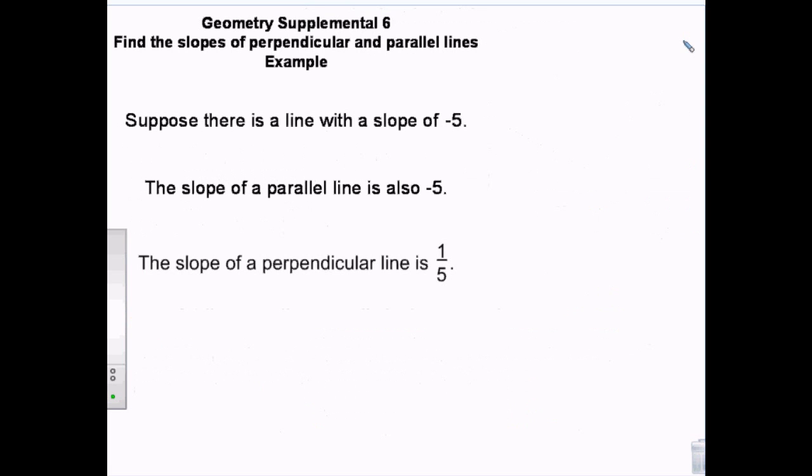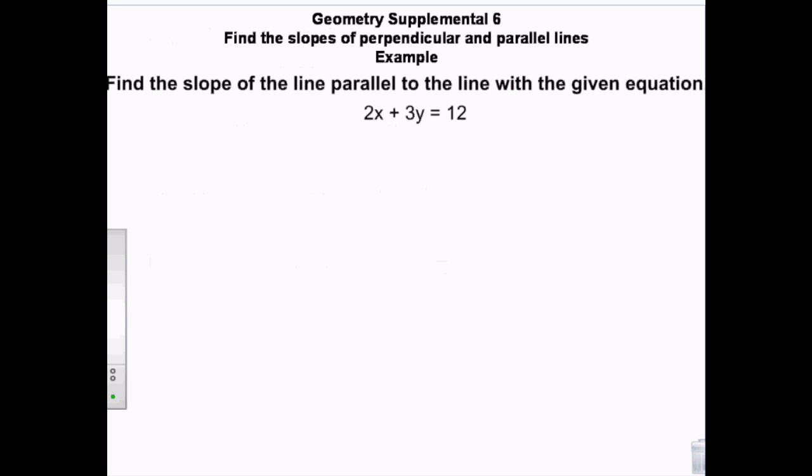Okay, so we're going to suppose that there's a line with a slope of -5. The parallel line is also -5, and the perpendicular line is +1/5. So -5 and -5 are actually pretty steeply negative, and +1/5 is actually kind of flat. But if these two lines intersect, they'll intersect at a 90-degree angle. Okay.